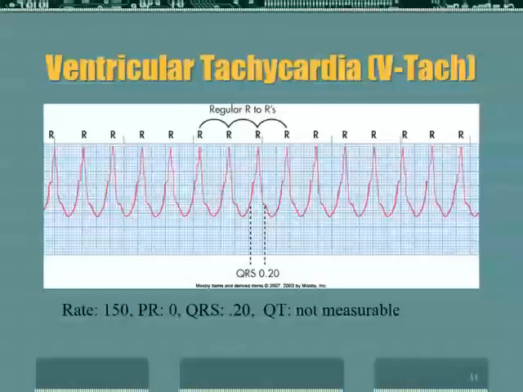Typically, patients with this, if they are alert, will complain of palpitations, dizziness, chest pain. They're going to be short of breath if they are conscious. Many times if you see a patient in VTAC, you're going to walk in and find the patient unconscious and without a pulse.